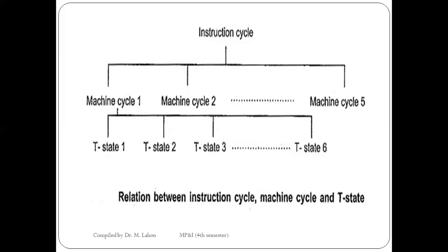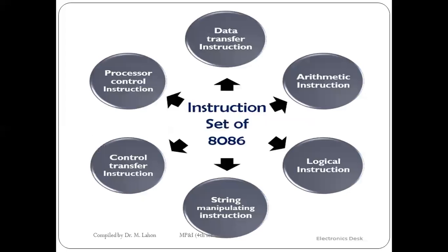So next we can move on to the instruction set of 8086. Now, when we were talking about the addressing modes, we talked about the operand part. Now we are going to talk about the instruction part, that is the operation. When we talk about operation, we are supposed to provide some instructions.